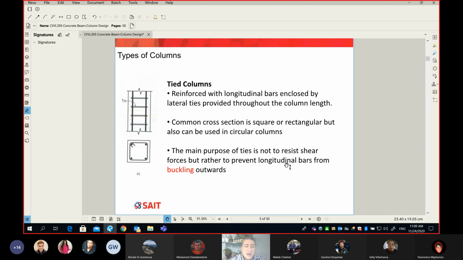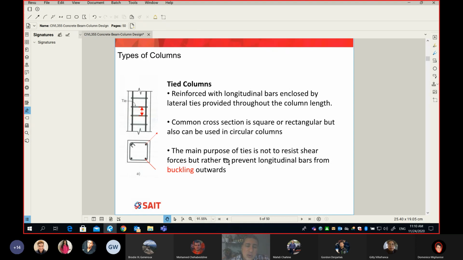Yes, the vertical bars can buckle, but guess what? It buckles on this length between the ties, not on the full length of the vertical bars. And I will show you later on in another slide how the tie itself will be affected, which means if my bar is trying to go this way and this bar is also trying to go this way, what's going to happen to my tie?